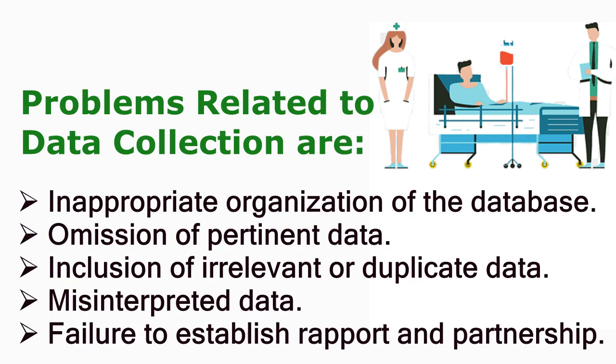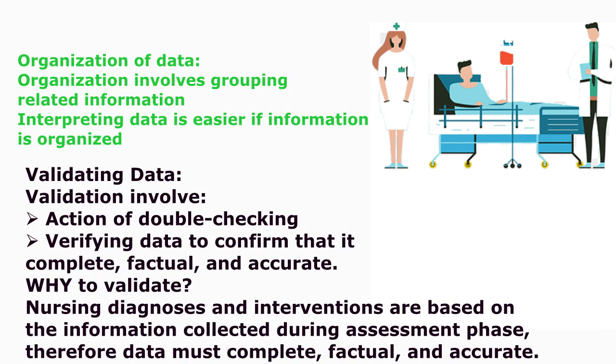Problems related to data collection are: inappropriate organization of the database, omission of pertinent data, inclusion of irrelevant or duplicate data, misinterpreted data, and failure to establish rapport and partnership. Organization of data. Organization involves grouping related information. Interpreting data is easier if information is organized. Validating data. Validation involves the action of double-checking and verifying data to confirm that it is complete, factual, and accurate.